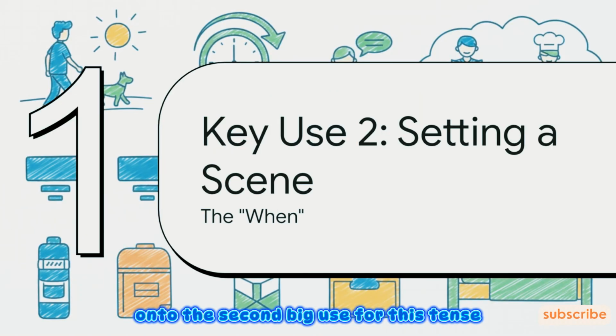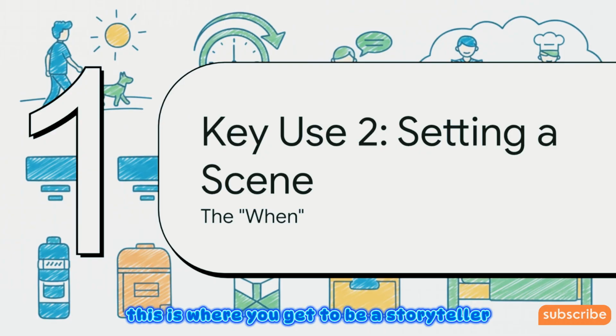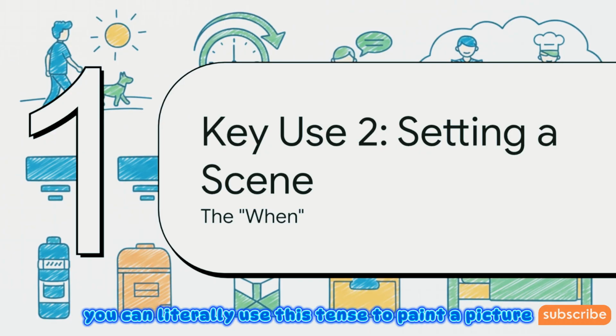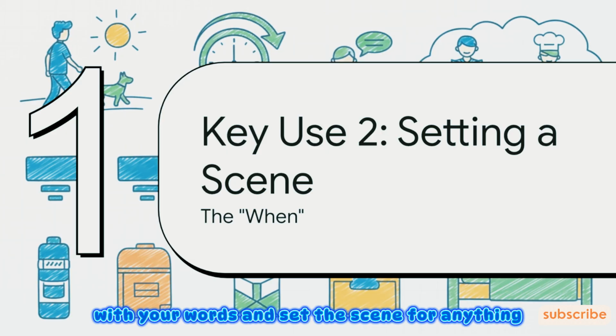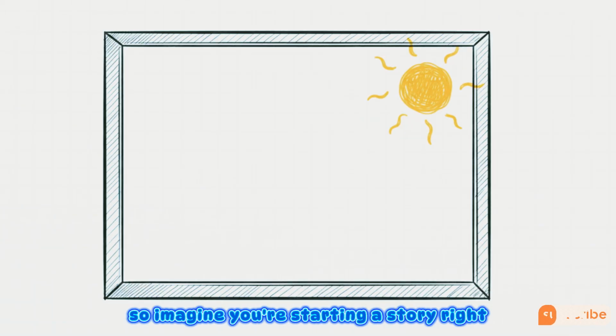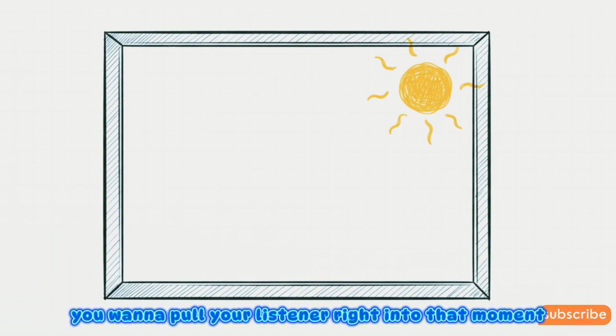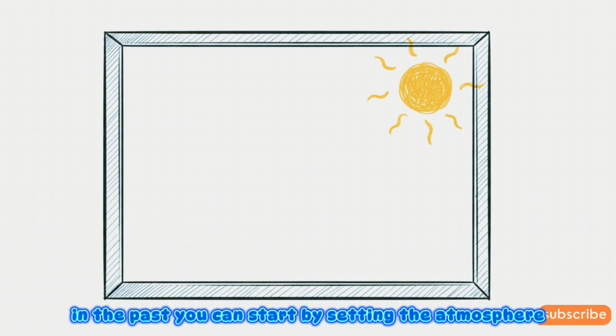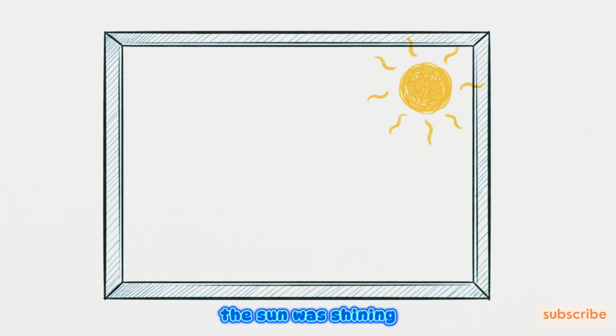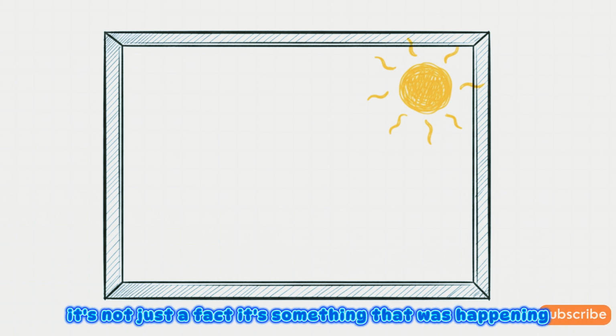All right, on to the second big use for this tense. And I gotta say, this one's my favorite. This is where you get to be a storyteller. You can literally use this tense to paint a picture with your words and set the scene for anything. So, imagine you're starting a story, right? You want to pull your listener right into that moment in the past. You can start by setting the atmosphere. The sun was shining. See how that immediately creates a whole mood? It's not just a fact, it's something that was happening.